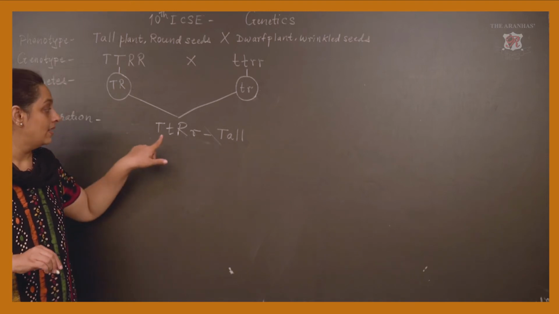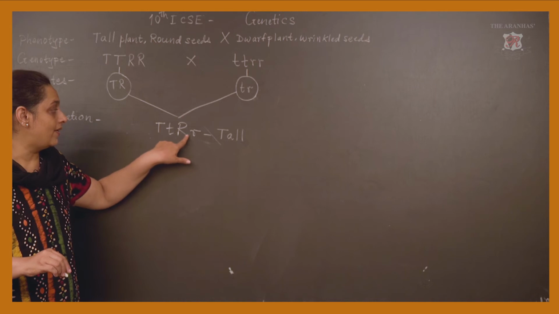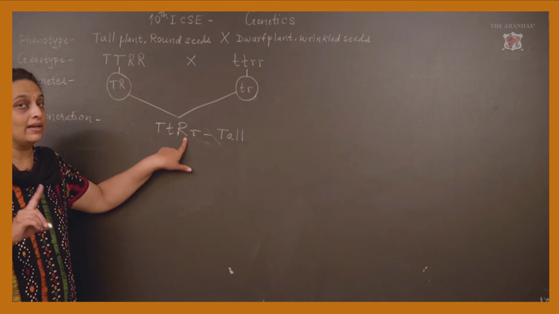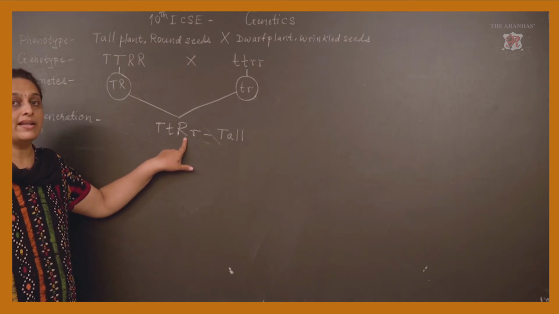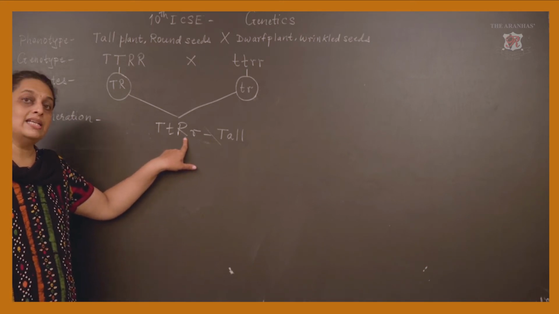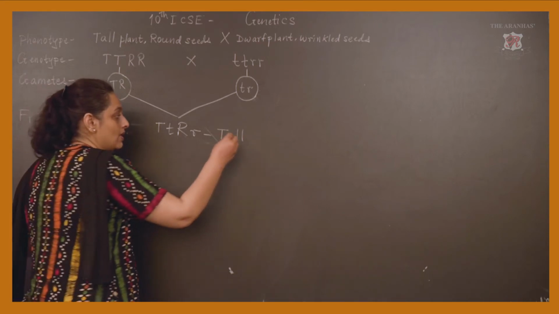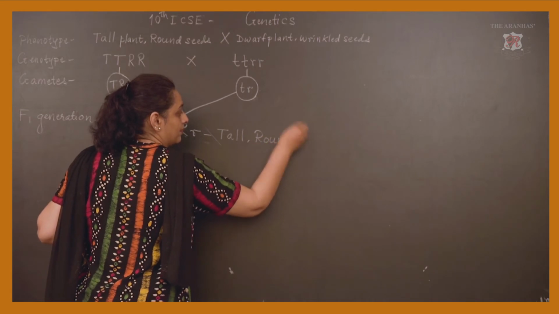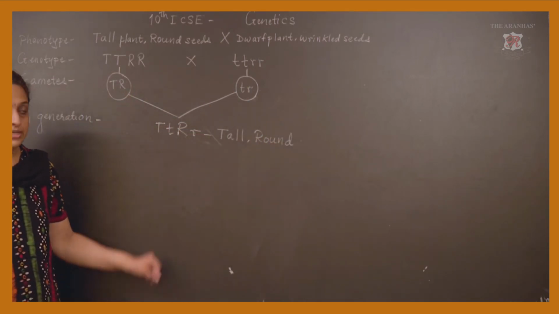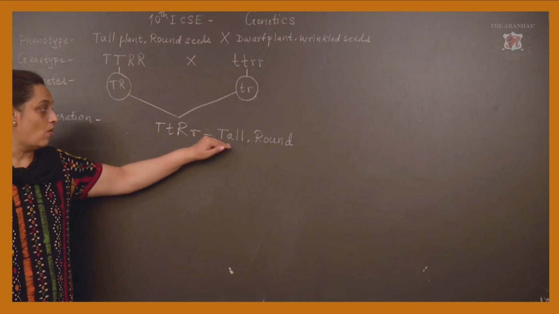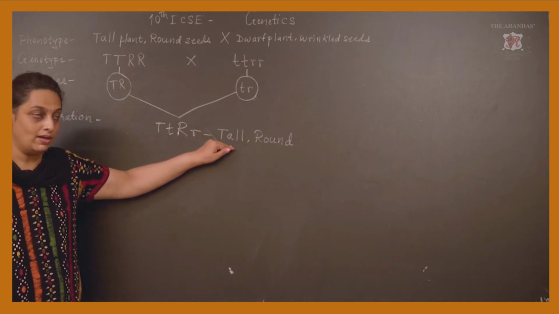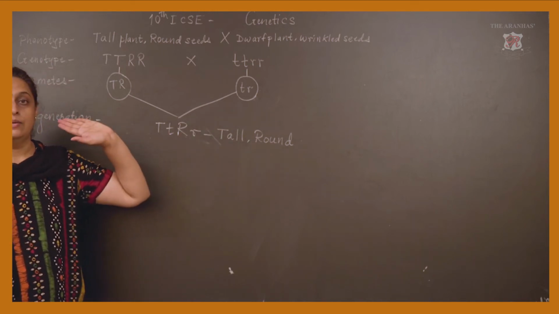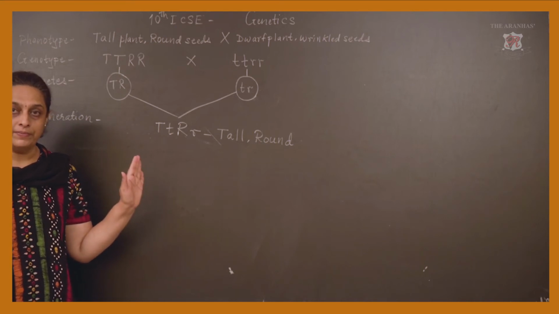And between round and wrinkled, round is dominant. So even though wrinkled is there, we will not see wrinkled seeds. Seeds will be all round. So tall, round. So students, in F1 generation, all plants are going to be tall with round seeds. I am sure you must have understood till this step.